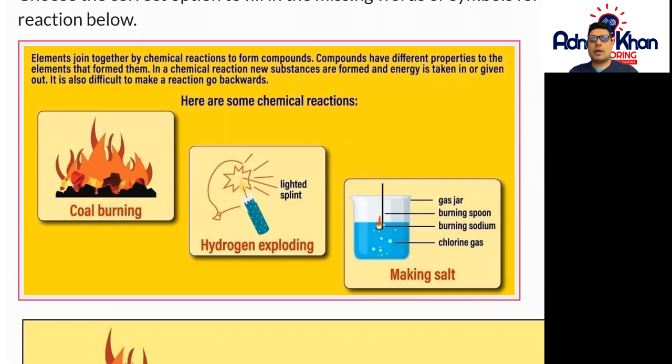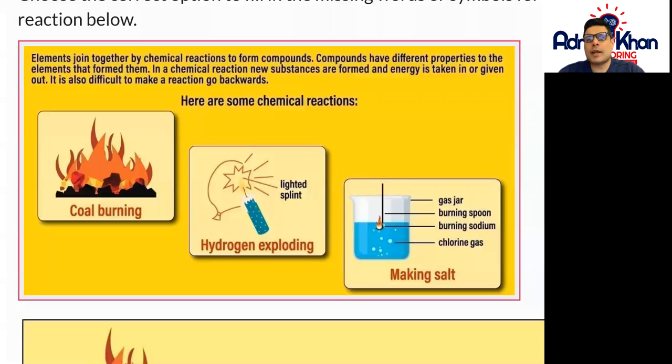So when you have one element that joins together with another element through a chemical reaction, that then produces a compound. So a compound is a mixture of different elements together. Compounds have different properties to the elements that formed them originally.